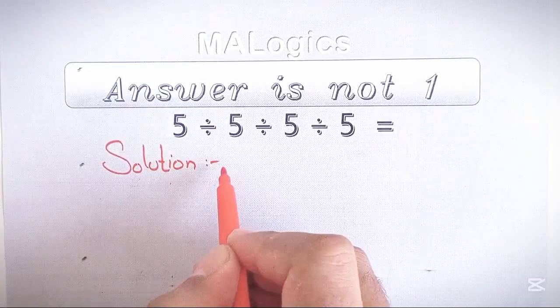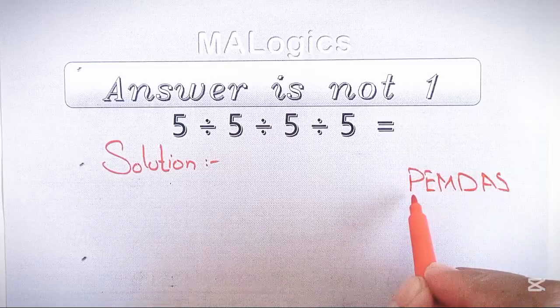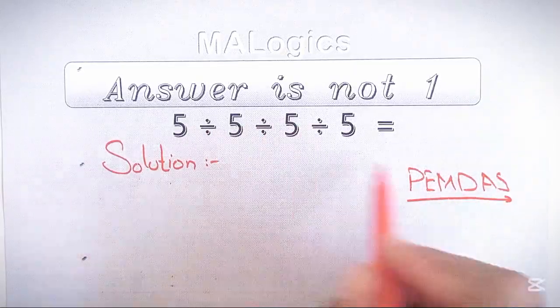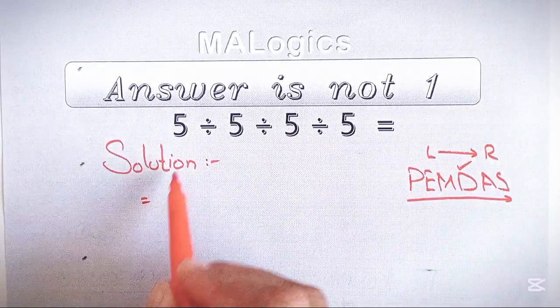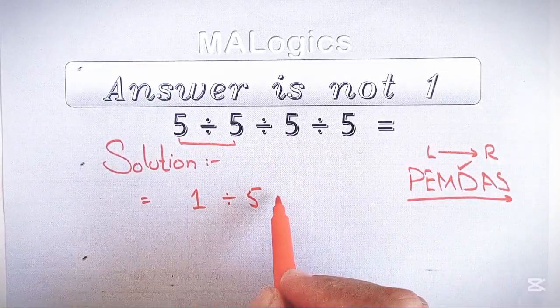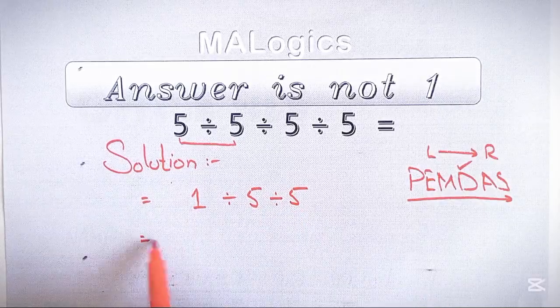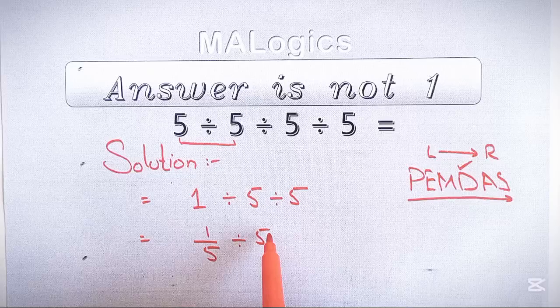Here are all division signs, and we know very well the rule of PEMDAS, where priority shifts from left to right. Because here are all divisions, so we will start from left first. 5 divided by 5 equal 1, and remaining these 5 divided 5. Okay, in next step, write this 1 divided by 5 as 1 over 5, and this divided by 5.